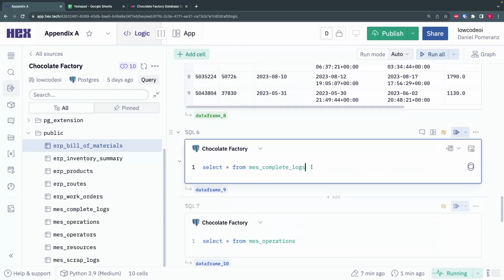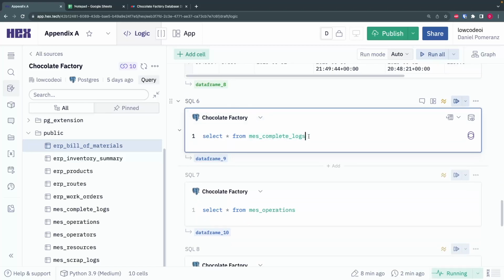Okay. So now we're switching over to the MES tables, right? And so these are tables that are much closer to the actual operation. The ERP is generally higher level data for accounting and tracking purposes, but when you want to get granular and really understand your operation, you're going to need to go to the MES tables.